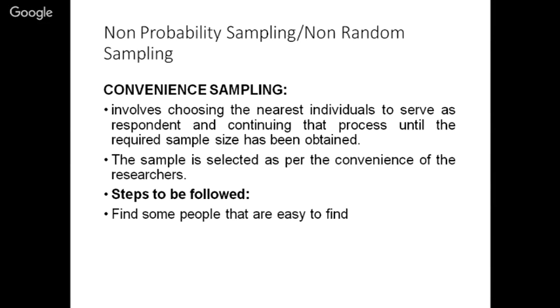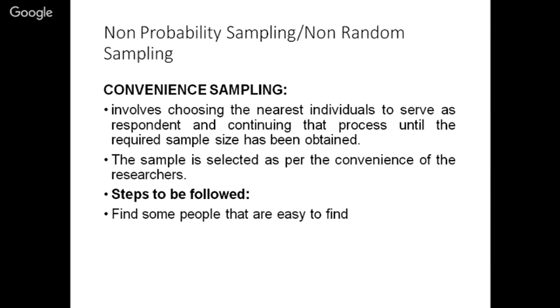Next is convenience sampling. Convenience sampling is also known as chunk. When I say chunk, it means a chunk refers to the fraction of the population being investigated, which is selected neither by probability nor by judgment, but only by the convenience of the researcher.